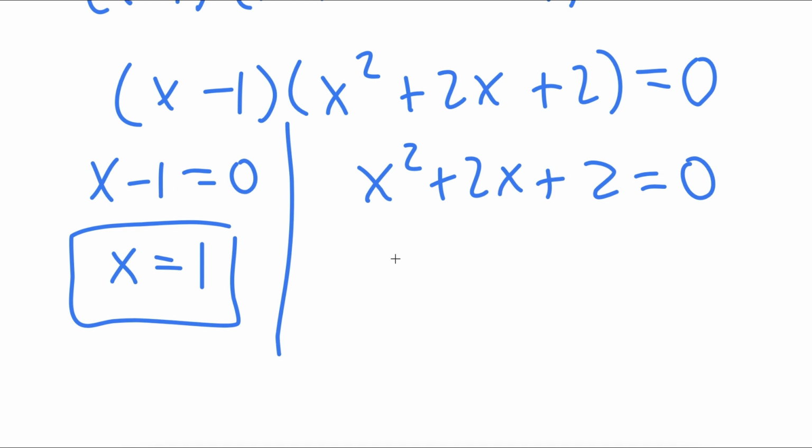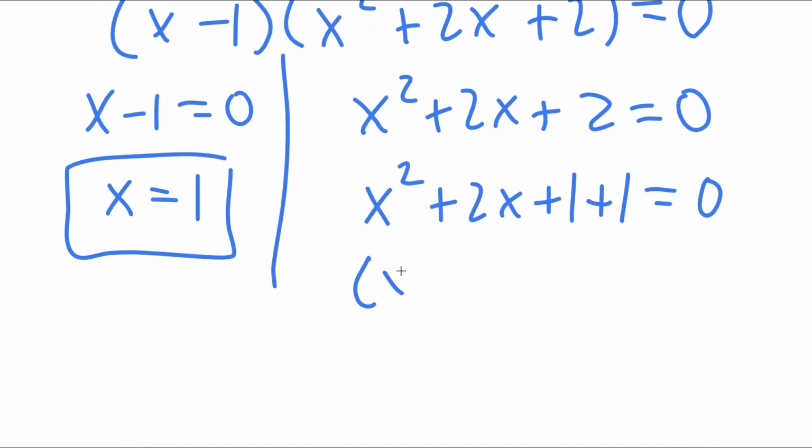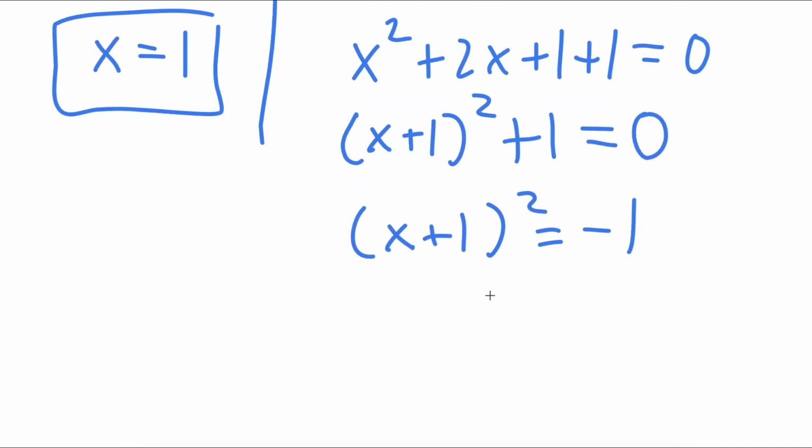And for x squared plus 2x plus 2 equals 0, I'm going to rewrite 2 as 1 plus 1. So now x squared plus 2x plus 1, that's the same thing as x plus 1 squared. So I have x plus 1 squared plus 1 is equal to 0, meaning x plus 1 squared is equal to negative 1. And you can't take the power of a positive number and make it equal to a negative number, meaning this is wrong. So my only solution for x is 1.